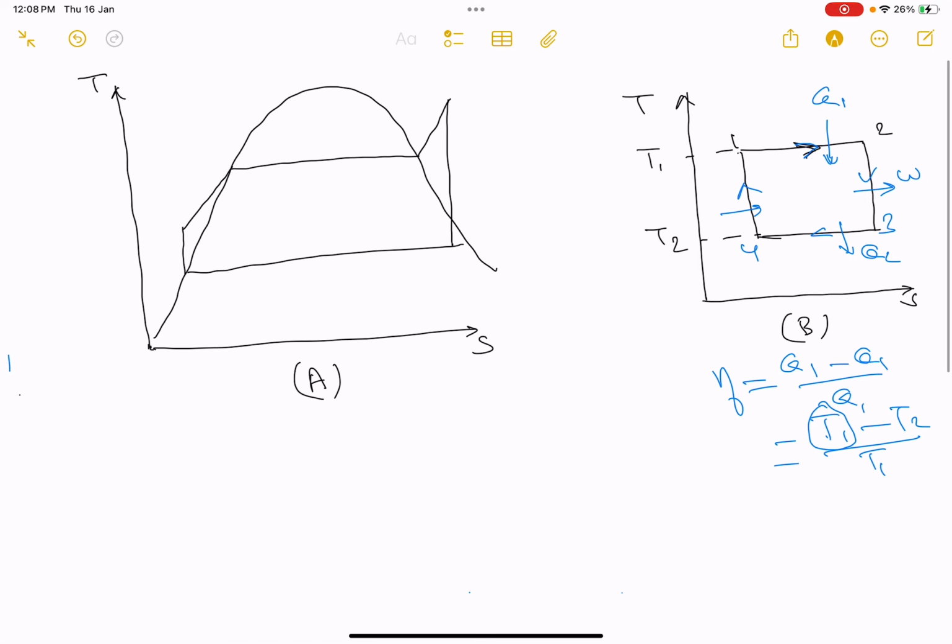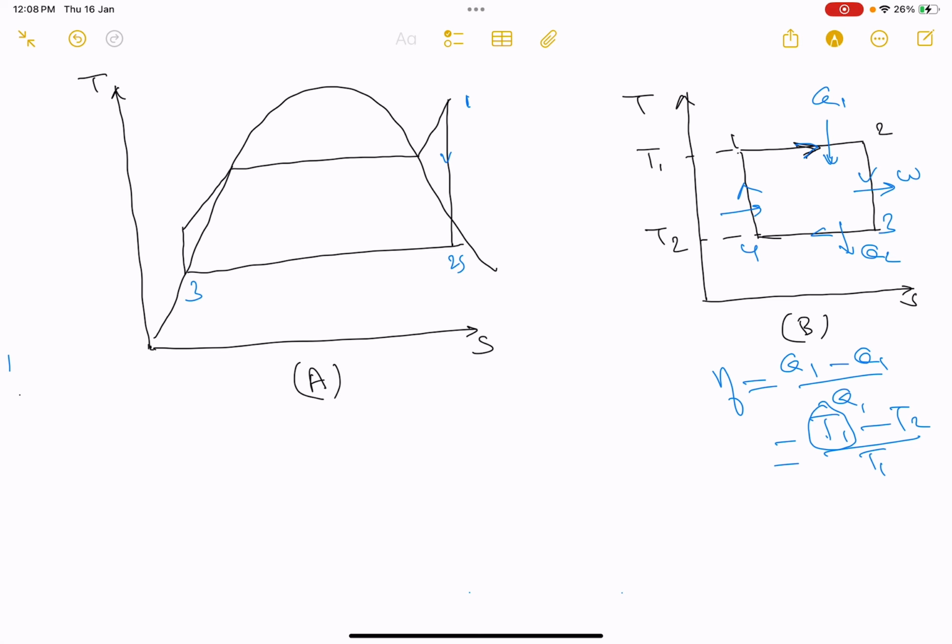So this is point 1, and this is the work output. 1 to 2 expansion, and I'm writing it as 2S because it's a constant entropy. I'm drawing ideal Rankine cycle. Entropy at 1 and point 2S is same, so I'm saying 2S.